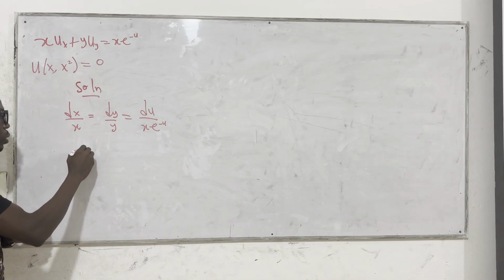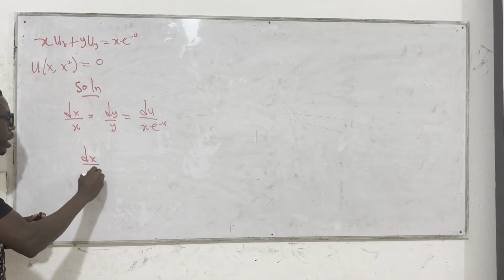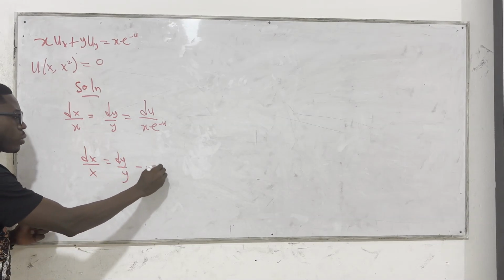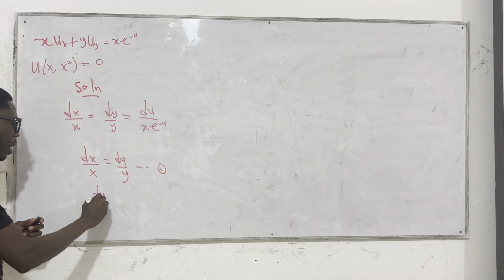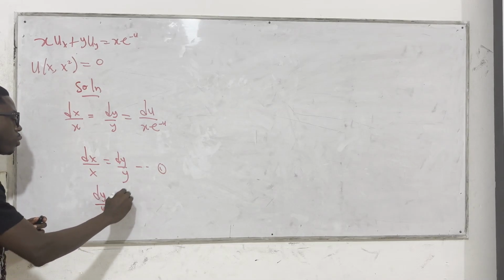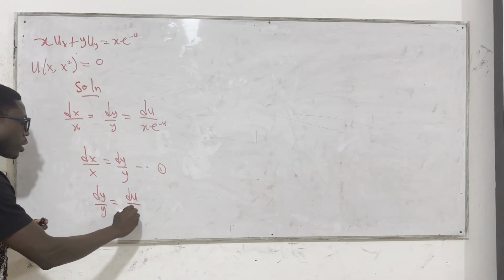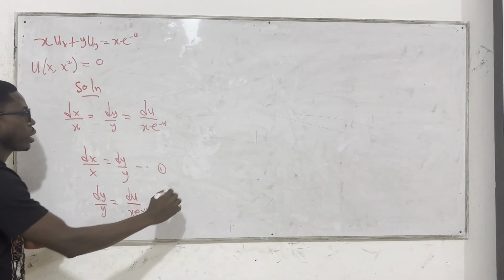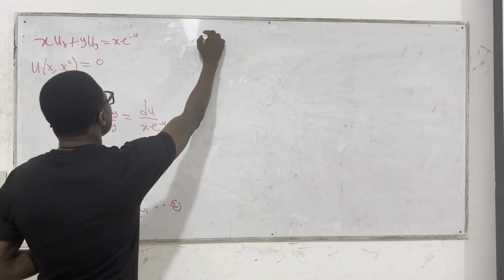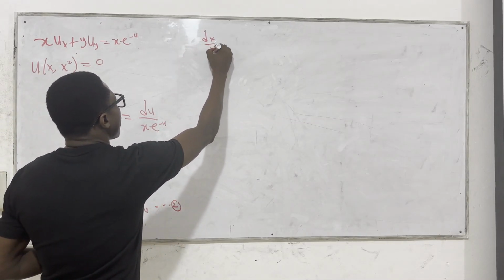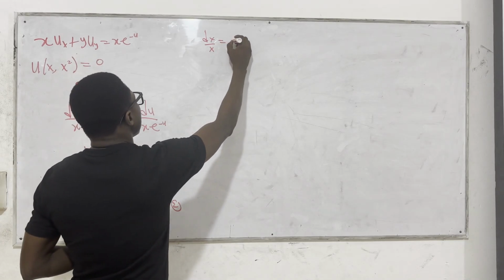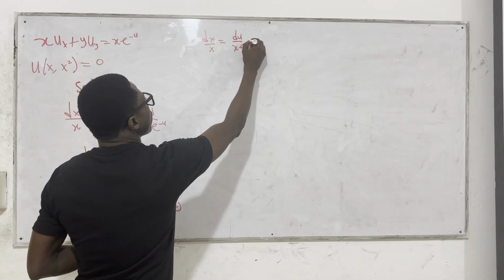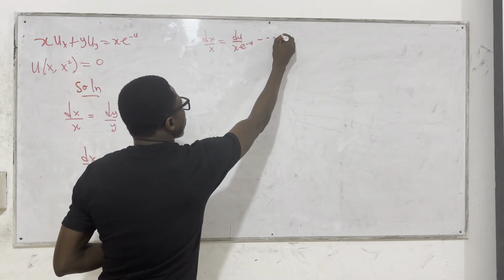So our first equation will be dx over x is equal to dy over y. Let's call it equation 1. We have dy over y is equal to du over x e to the power negative u. Let's call it equation 2. And then we have dx over x is equal to du over x e to the power negative u. Let's call it equation 3.